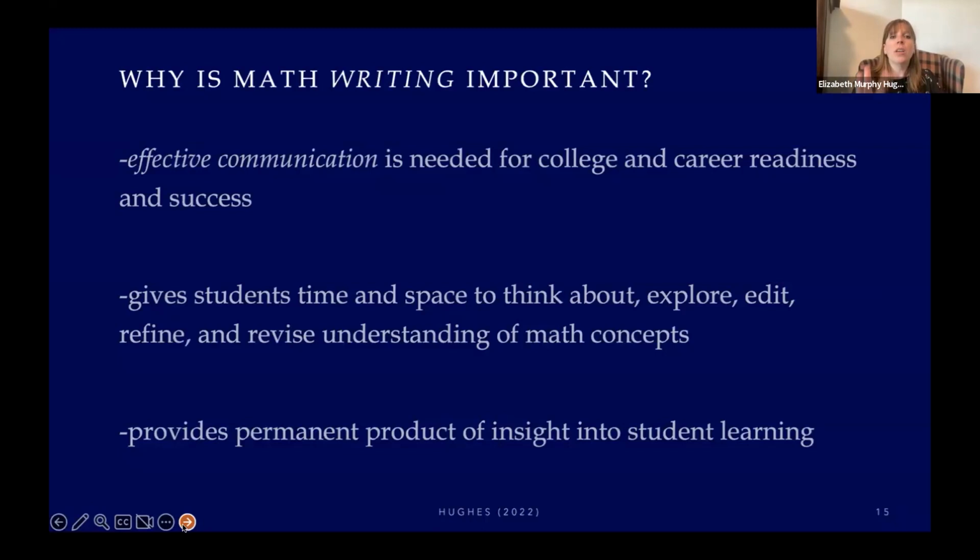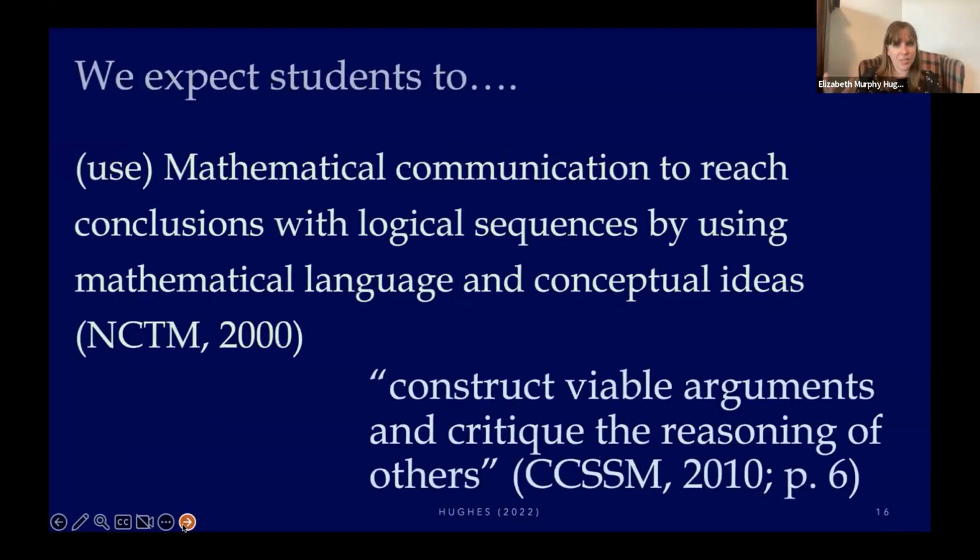Okay, so we know it's important. Here you have it here. It provides that permanent product. It gives students time and space. We also know it's important, and NCTM recognizes the importance. CCSM recognizes the importance. Pennsylvania recognizes the importance. We all want students to be able to understand and talk about math.